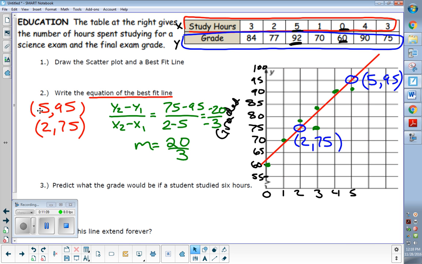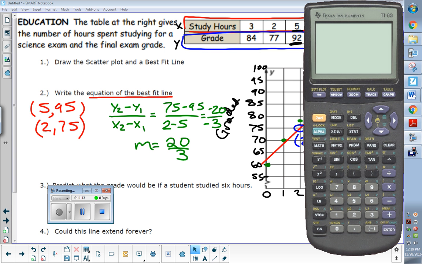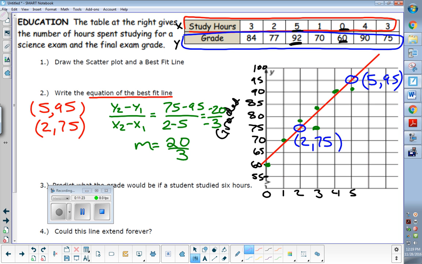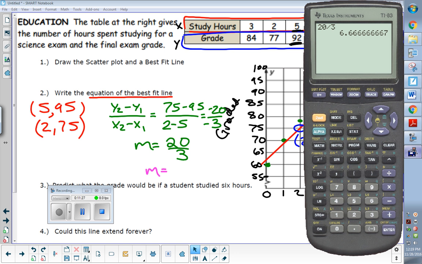So in my calculator, I'm going to take 20 divided by 3 and see what we get. So just that way it's easier to compare our data. Let's look at what my fraction really becomes. So 20 divided by 3. My slope is 20 over 3, or you could say my slope is 6.67.